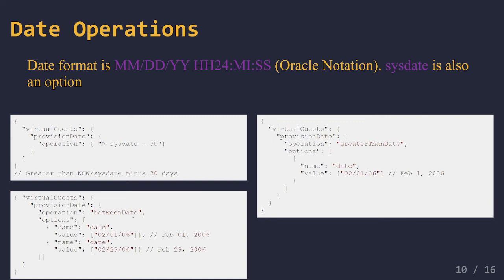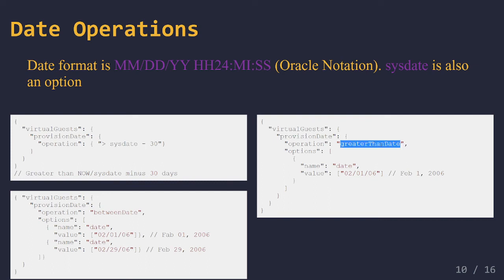We also have between date. So we can get the provision date between. And this operation has options again. Options, always an array. We have two options here, the start date and the end date. So here our options have a name, which is date, a value, which is an array, and the date format, which again matches here. So our two dates, and that'll give us all the virtual guests between these two dates.